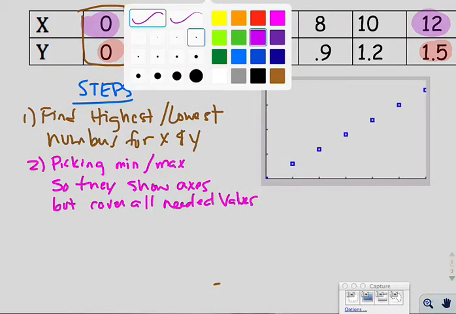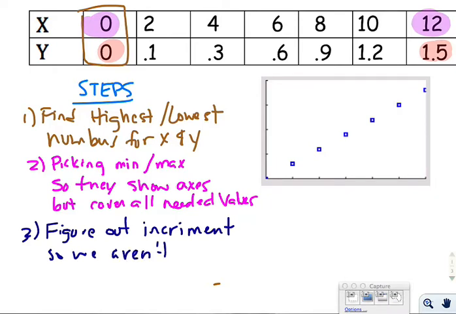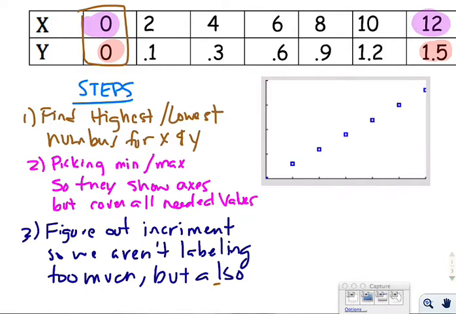So then the last step, I think, which is kind of related to step 2, is we have to figure out the increment, so we aren't doing too much, but also hit the min and the max.